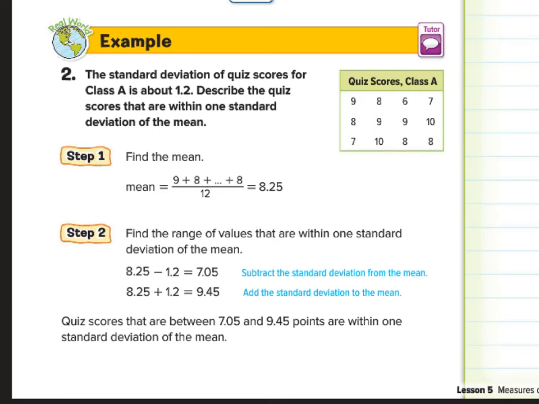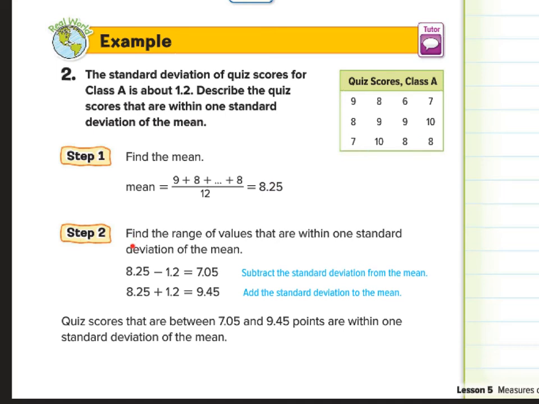Once we add all of these, and you can see they did that here in step 1, they're going to add them all. So all 12 values are included here. They find the sum, and then they divide it by 12. They get 8.25. That's the average score for the quiz.